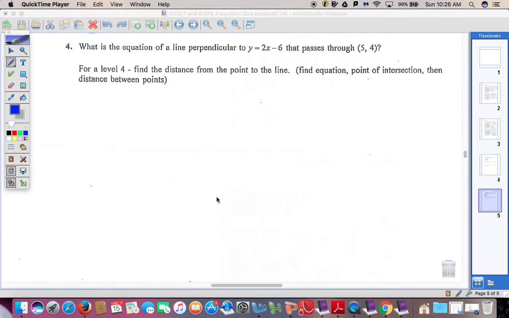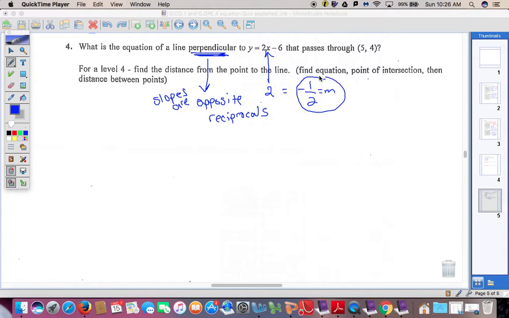Now, what is the equation of a line perpendicular to y equals 2x minus 6 that passes through the ordered pair of 5, 4? Perpendicular lines have slopes that are opposite reciprocals. So if my slope here is 2, the opposite reciprocal of that would be negative 1/2. So my slope would be negative 1/2. The 5 is going to be my x1. The 4 is going to be my y1.